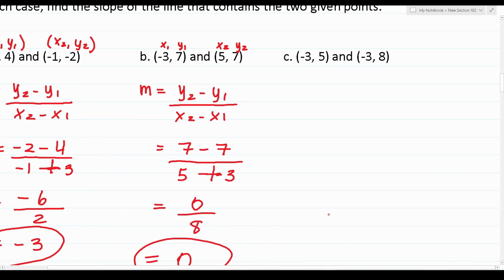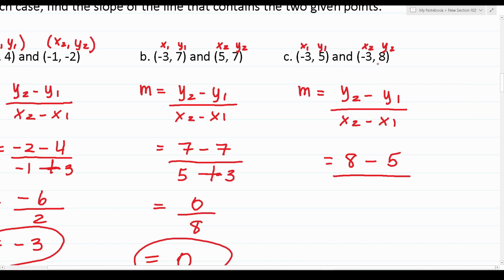Let's go ahead and move on to C now. Again, I'm going to start by labeling my points accordingly. I know this is going to be x1, y1, and that's going to make this x2, y2. We're going to be plugging the values of those points into the slope formula, which is m equals y2 minus y1 over x2 minus x1. All right. Y2 we can see is right here. It's 8. So this is 8 minus y1, which is 5, over x2. It's right here, negative 3 minus x1. It's right there. It's negative 3.